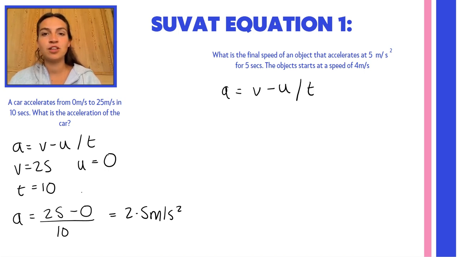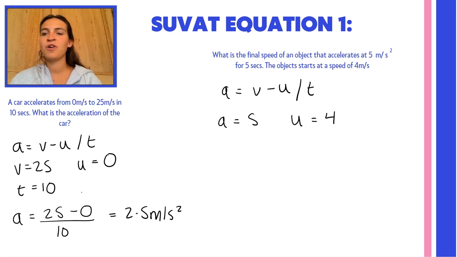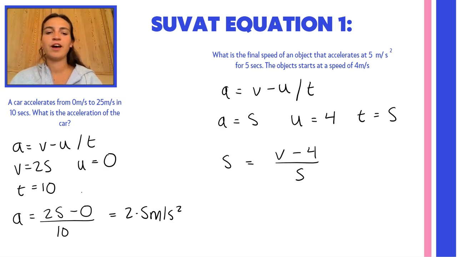A is V minus U divided by T. And then which pieces of information do I already have? First, my A is equal to that 5 meters per second squared. I also have the initial speed that they've given me is 4, so I write U is equal to 4. And again, my time T they've given me equal to 5. Without doing anything yet, I'm going to put all of those into the correct places in my equation. So we have 5 is equal to V minus 4 divided by 5.